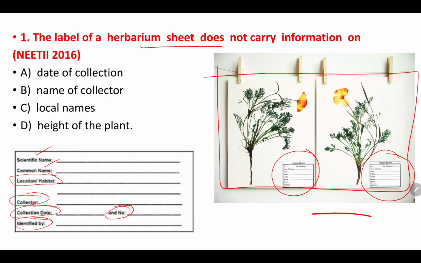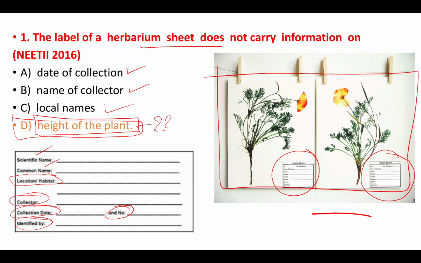collection number. Here they have given 4 options. The first is date of collection and it is mentioned. Name of collector, yes. Local names, that means common name. And height of the plant. The label of herbarium sheet does not carry the height of the plant. Why? Because the height differs from one plant to another plant. So option D is the right one.